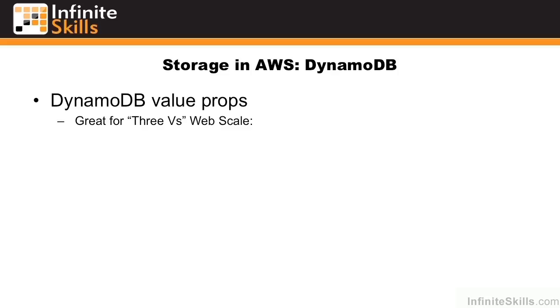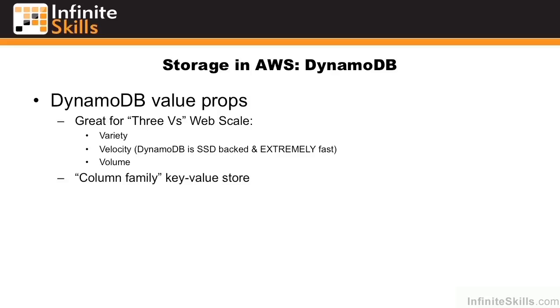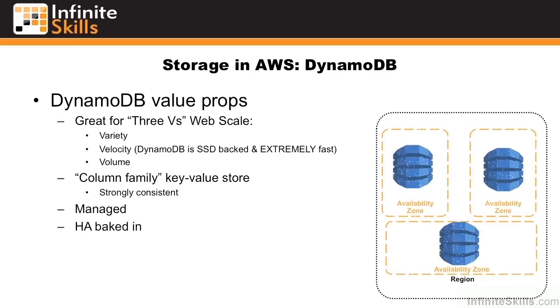DynamoDB deals really well with the 3 V's of web scale, which are variety in the types of data you're storing, the velocity or how fast you want that data served. DynamoDB is backed with SSDs and extremely fast, as well as volume. You can store very, very large tables inside of Dynamo. It's a column family key value store. It is also very strongly consistent. It's managed, and the high availability is baked in.